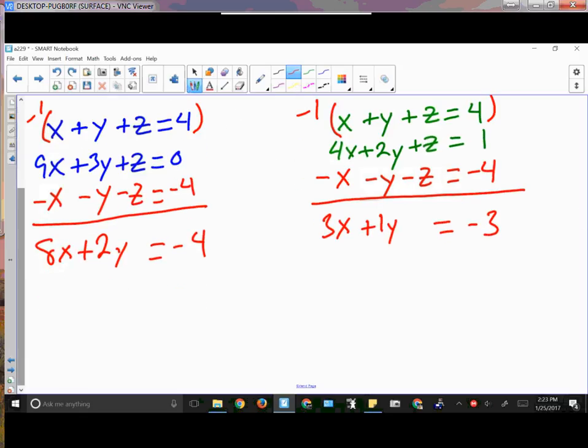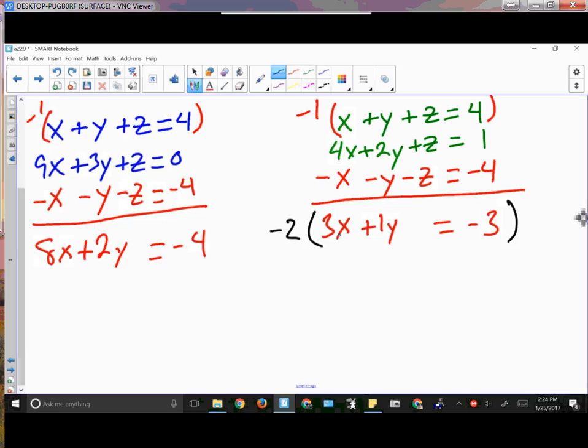If I look at these, I ask myself the question, okay, which variable should I get rid of? Do I want to get rid of the x's or the y's? Well, I've got an 8x, and I've got a 2, and I got a 3y. I've got a 2y over here, and I've got a 1y over here. So to me, it would be easier to get rid of the y's. I would have to multiply through by a -2. So we take this, multiply that equation through by a -2.